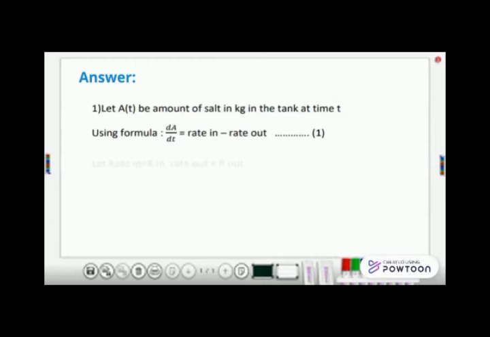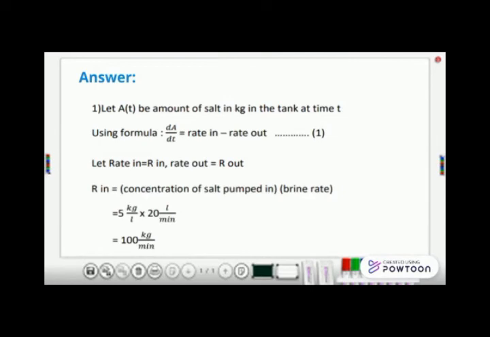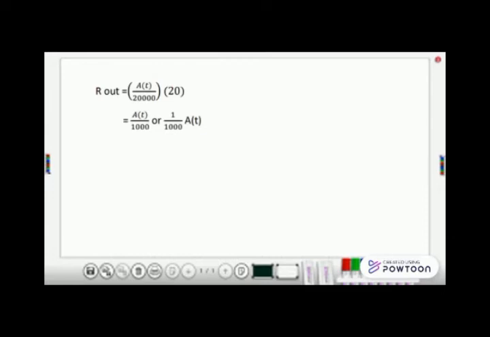First, we need to let A(t) be the amount of salt in kg in the tank at time t. Using the formula dA/dt equals rate in minus rate out, let rate in equal R_in and rate out equal R_out. R_in equals the concentration of salt pumped in multiplied by the flow rate, equal to 5 kg per liter multiplied by 20 liters per minute, equal to 100 kg per minute. For R_out, A over 20,000 multiplied by 20 equals A over 1,000, or 1 over 1,000 multiplied by A. So dA/dt equals 100 kg per minute minus 1 over 1000 A(t), be equation number 2.